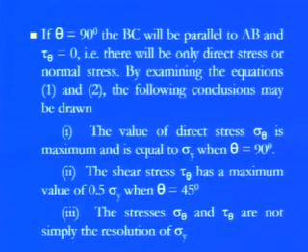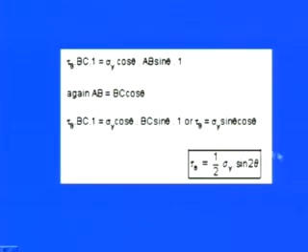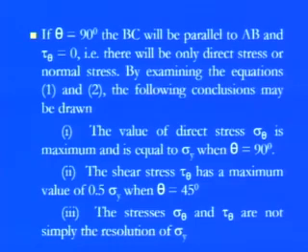We can again resolve these cases by putting the plane at different angles. If theta is 90 degrees, then the cutting plane BC is exactly parallel to the AB plane over which sigma y was exerted. So if you put theta equal to 90, this tau theta is exactly equal to 0.